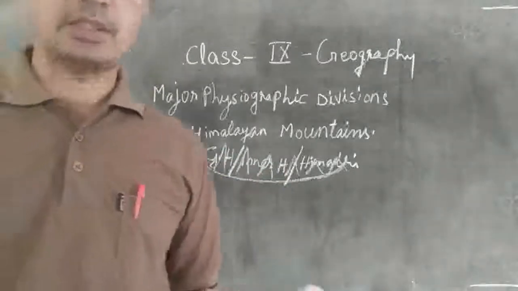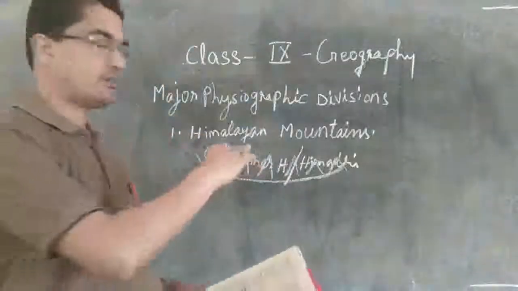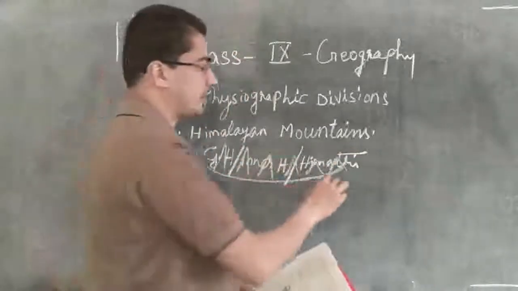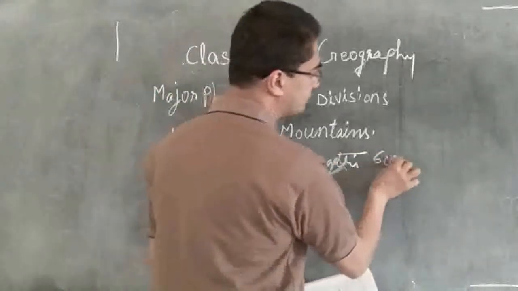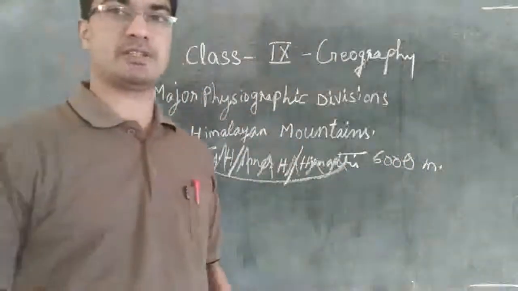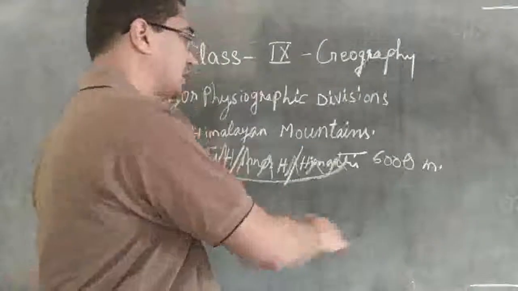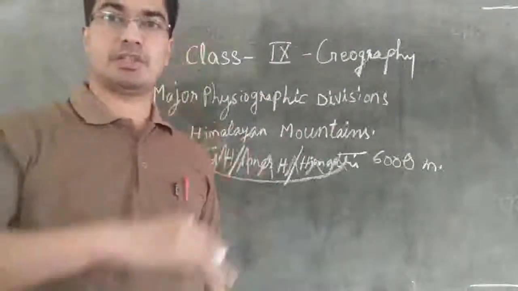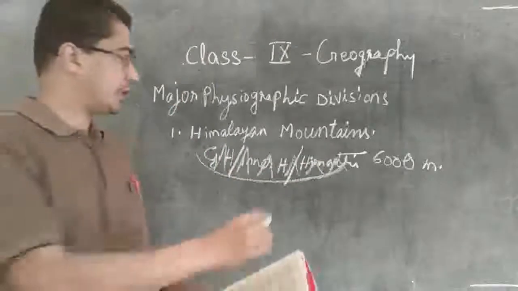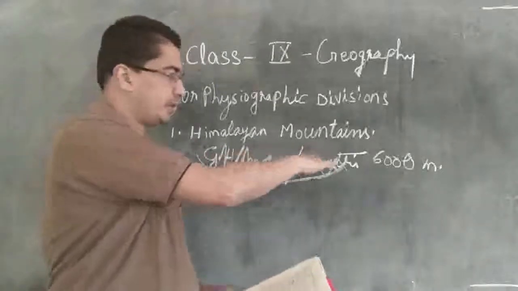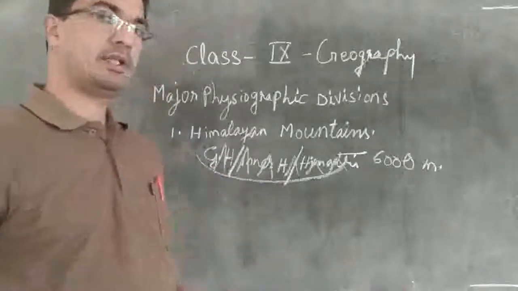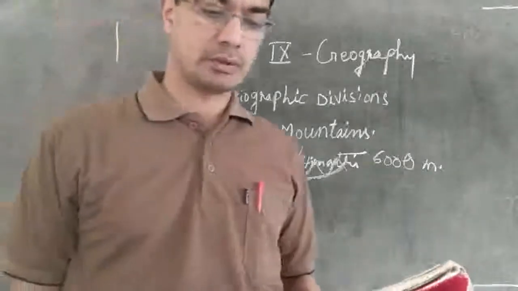And if you take the average height of these peaks, it will come to 6,000 meters. Not 6,000 kilometers but meters. 6,000 meters is the average height. If you take the average height of all the peaks found in the Great Himalaya or Himadri, it is 6,000 meters.